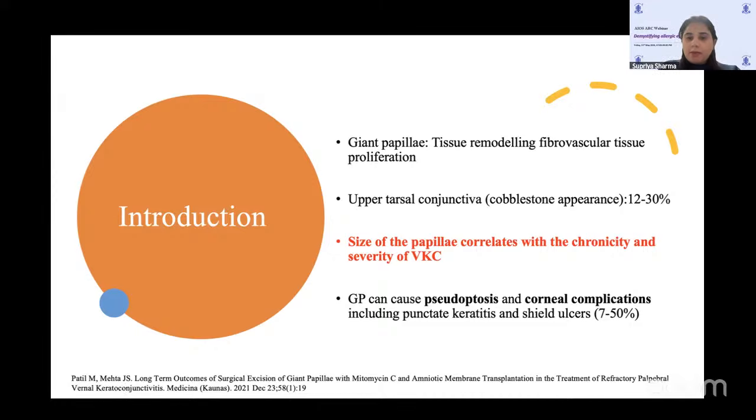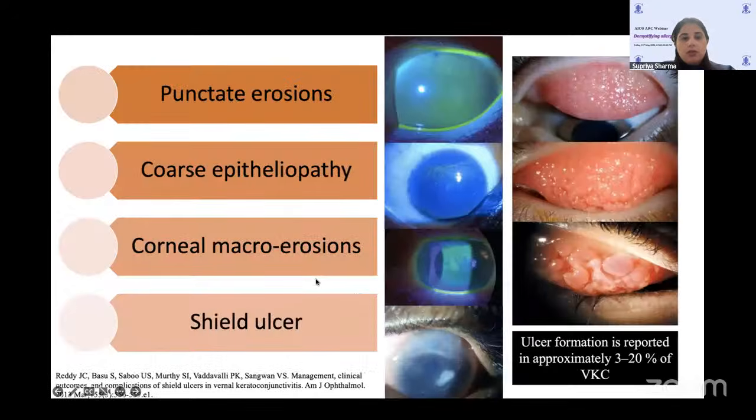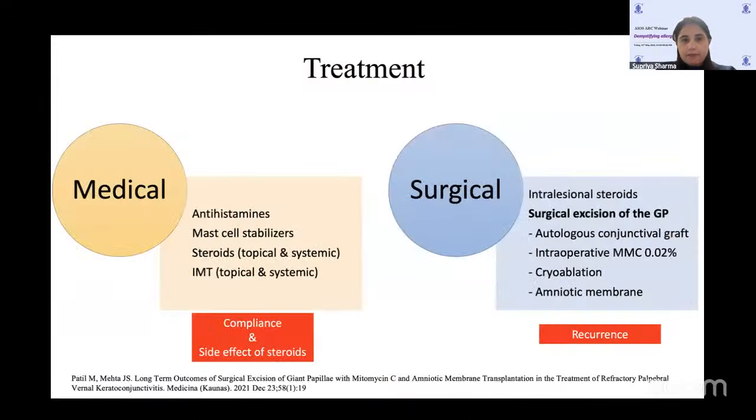Now, the size of the papillae correlates with the chronicity and the severity of VKC. Usually these patients will present to us with pseudoptosis and corneal complications, which are seen in almost 7 to 50% of these patients. Coming to the corneal involvement, the papillae can cause punctate erosions, coarse epitheliopathy, corneal macroerosions, and shield ulcer formation. Shield ulcers are reported in approximately 3 to 20% of cases of VKC.